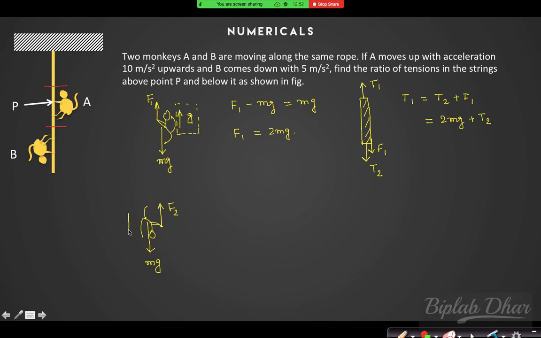And the acceleration of the monkey is also downward, g by 2. So what force equation will I write? Can I write mg minus F2 is equal to mg by 2? Yes, sir. So the value of F2 will be mg by 2.